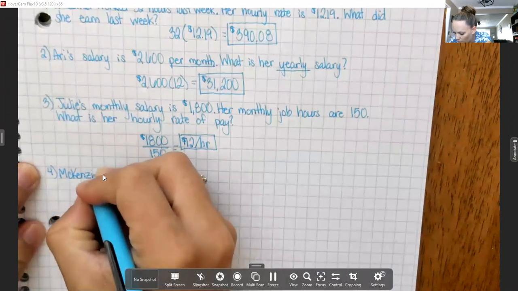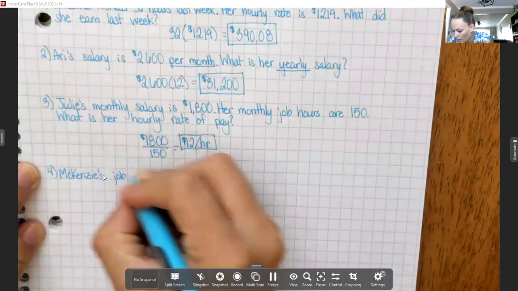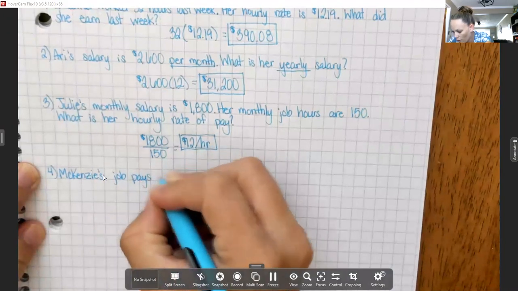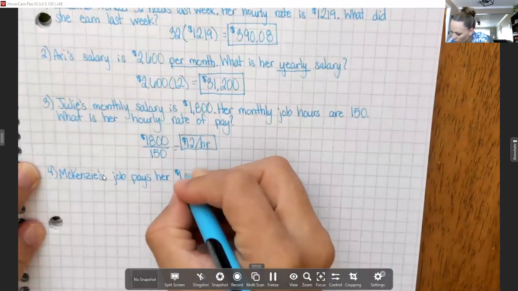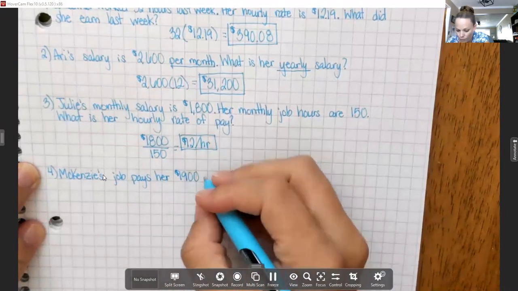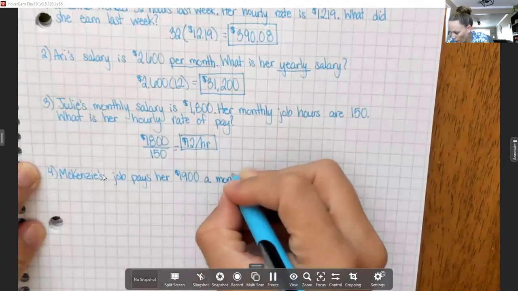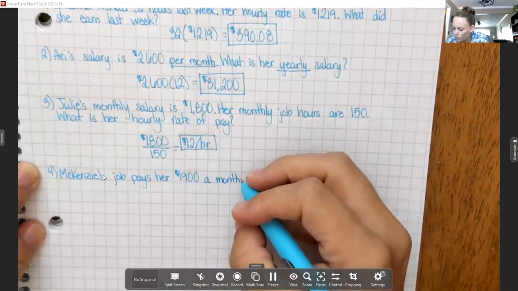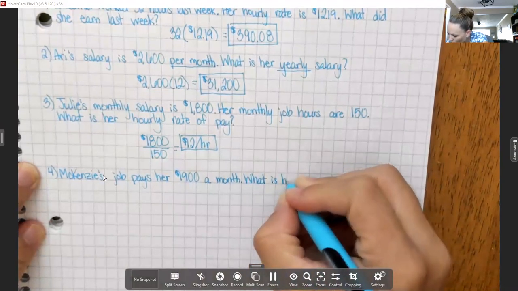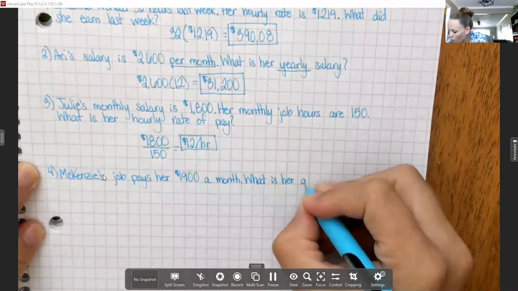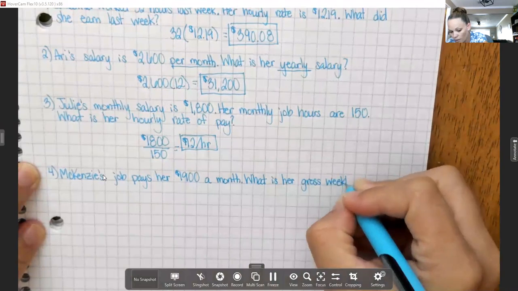All right, so number 4, Mackenzie's job pays her $1,900 a month. What is her gross weekly wage?